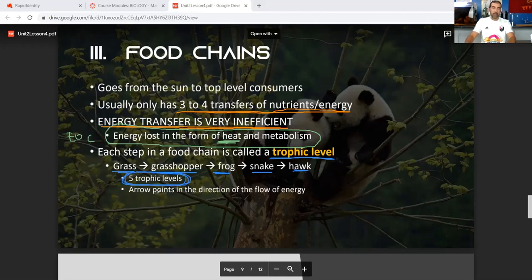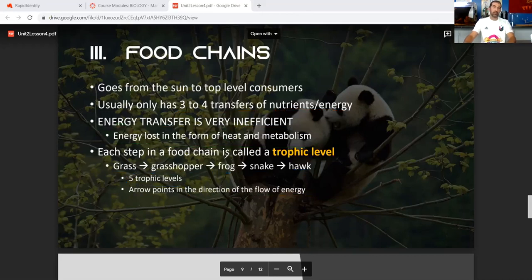And keep in mind that the arrow will typically point in the direction of the flow of energy, and it will point towards the organism that is consuming the other one. So in this case, the grasshopper is consuming the grass, or the grass is being consumed by the grasshopper. All right, so that's how you read a food chain. Nice and easy, nothing too complex.